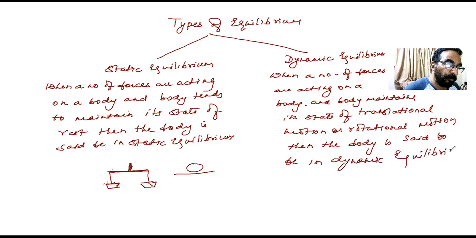I hope people understood me here. In dynamic equilibrium, a number of forces are acting, and still the body tends to maintain its state of translational motion or rotational motion. Then the body is said to have dynamic equilibrium.